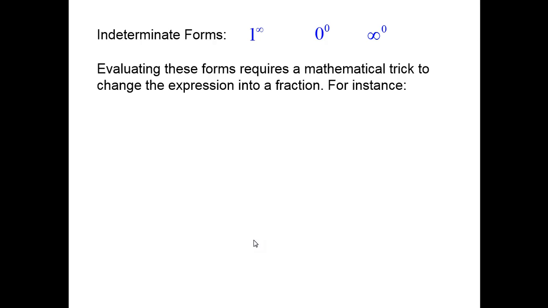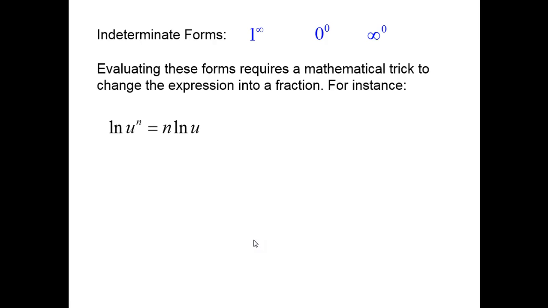All right, let's look at some that are in the indeterminate form 1 to infinity, 0 to the 0, or infinity to the 0 power. So we're going to look at these, and we're going to use a little mathematical trick or algebra trick here to change this into a fraction.